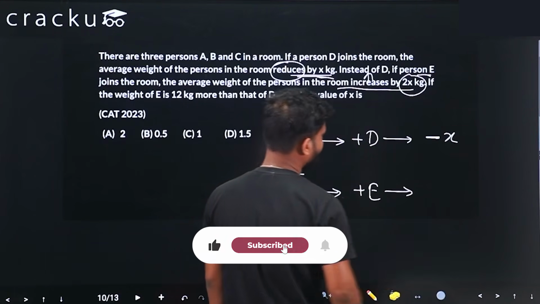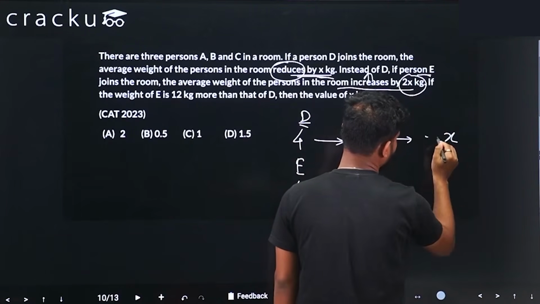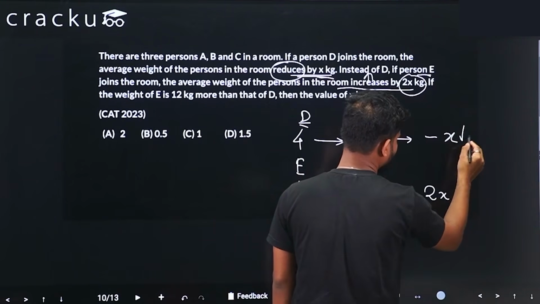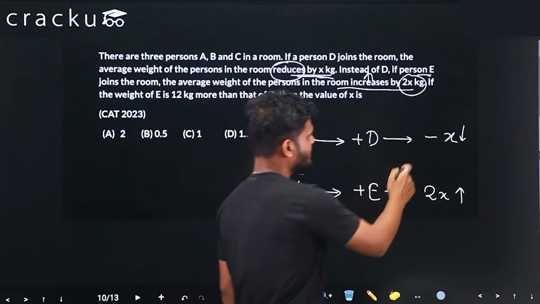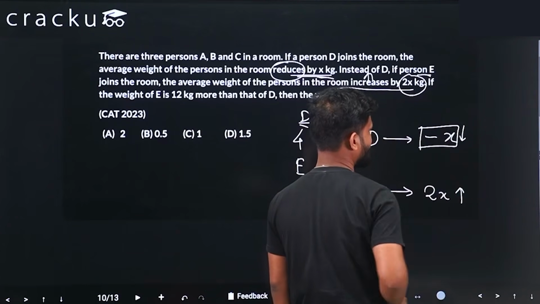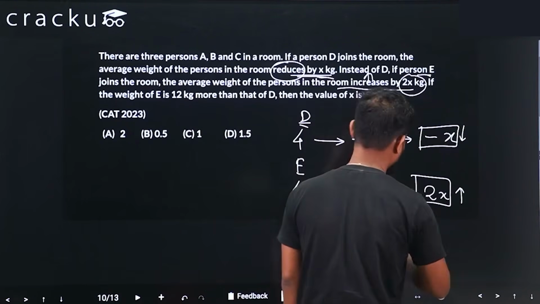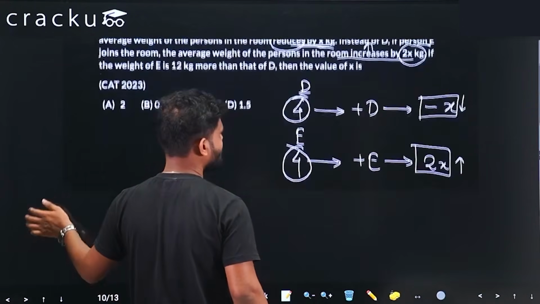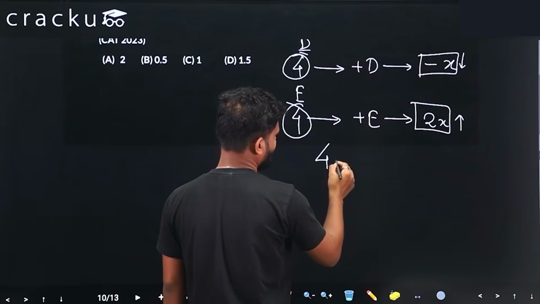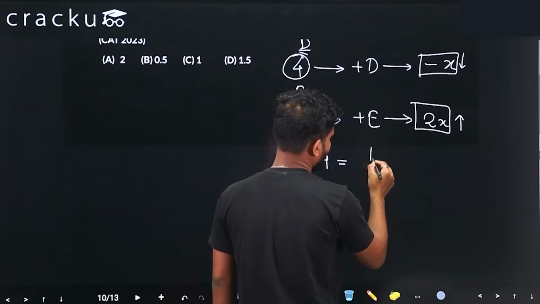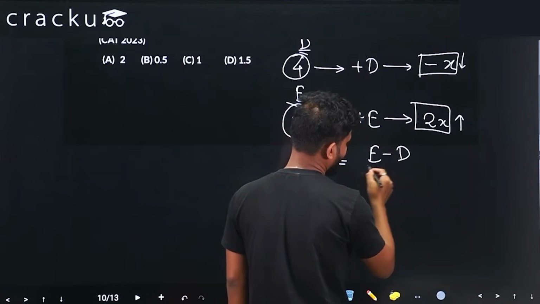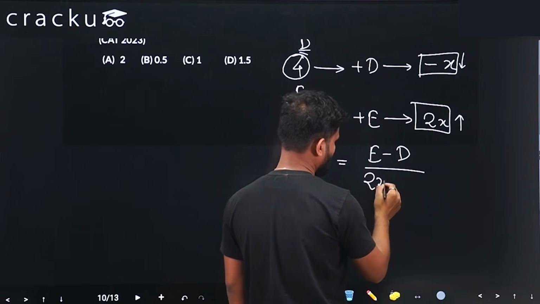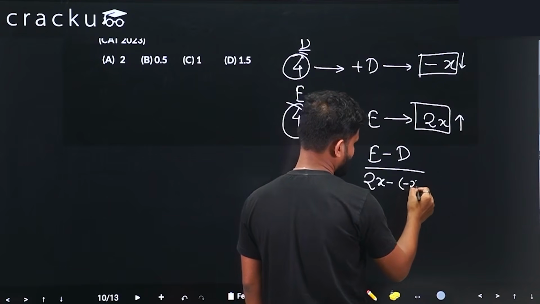So what happens here? The average becomes 2x kg increase and x kg decrease here, right? So here the difference of average is minus x, here the difference of average is 2x, and the number of people in both cases is the same. So we know that the number of people is equal to the difference between the total values divided by the difference between averages. So the difference between averages is nothing but 2x minus x.